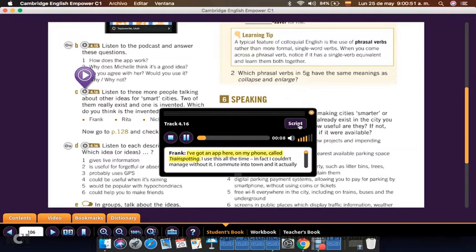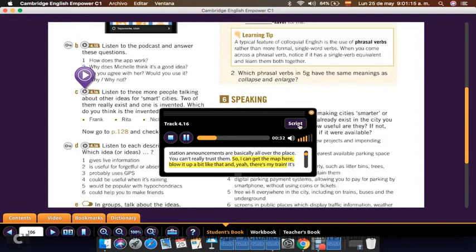Frank. I've got an app here on my phone called Train Spotting. I use this all the time. In fact, I couldn't manage without it. I commute into town, and it actually shows me not just when the train's due, but exactly where it is. Which is great because sometimes the station announcements are basically all over the place. You can't really trust them.